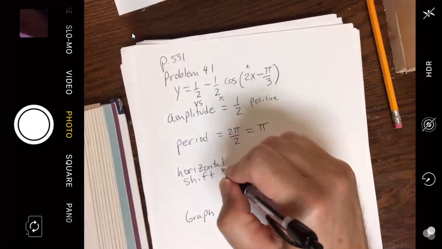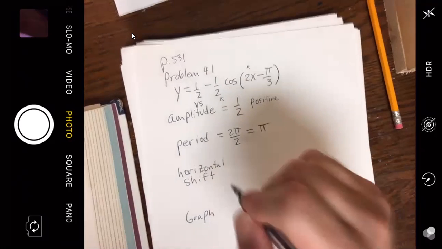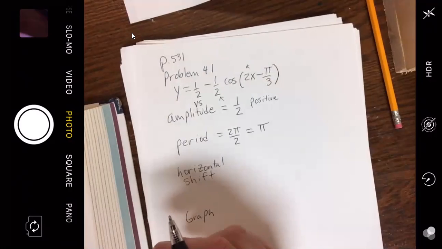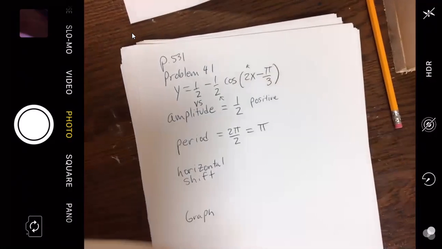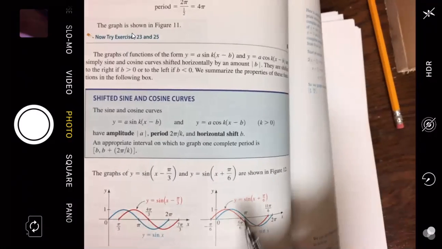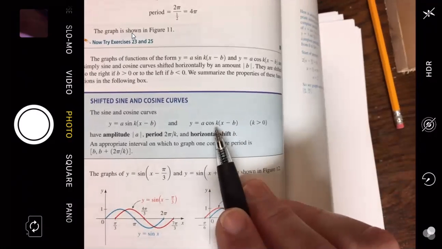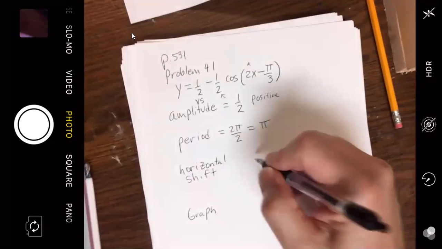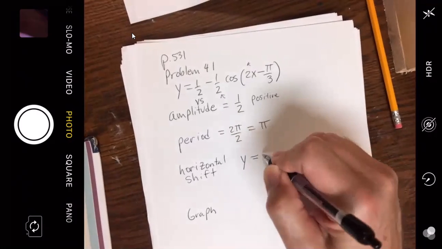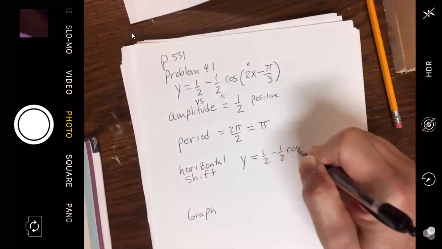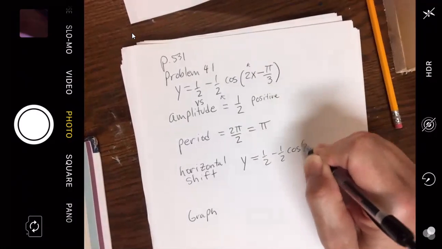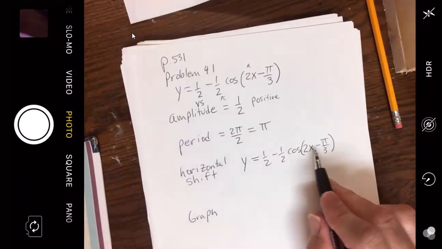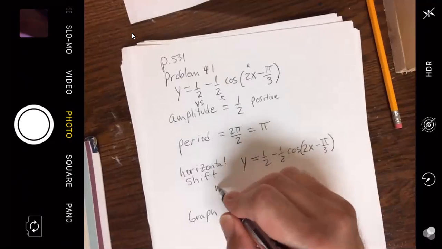The horizontal shift is what gets tricky. If you will notice, back to the formulas. For horizontal shift of this B, this K is factored out. So I'm going to bring it down here. Y equals 1/2 minus 1/2 cosine of 2, and then x minus pi over 3. The horizontal shift is not pi over 3 because you got a 2x. You got to match 2.